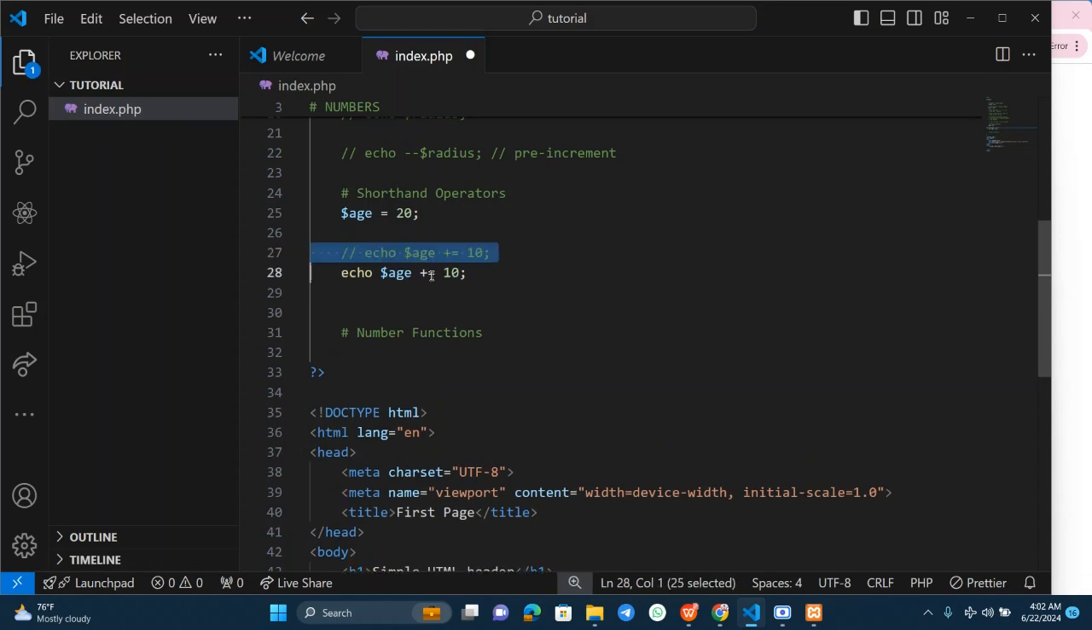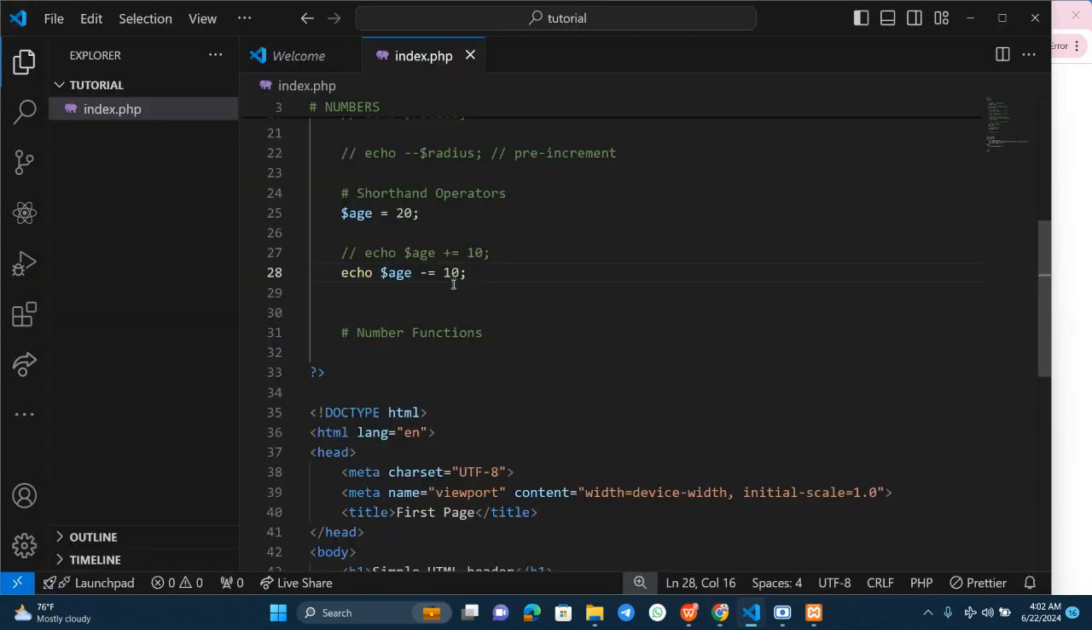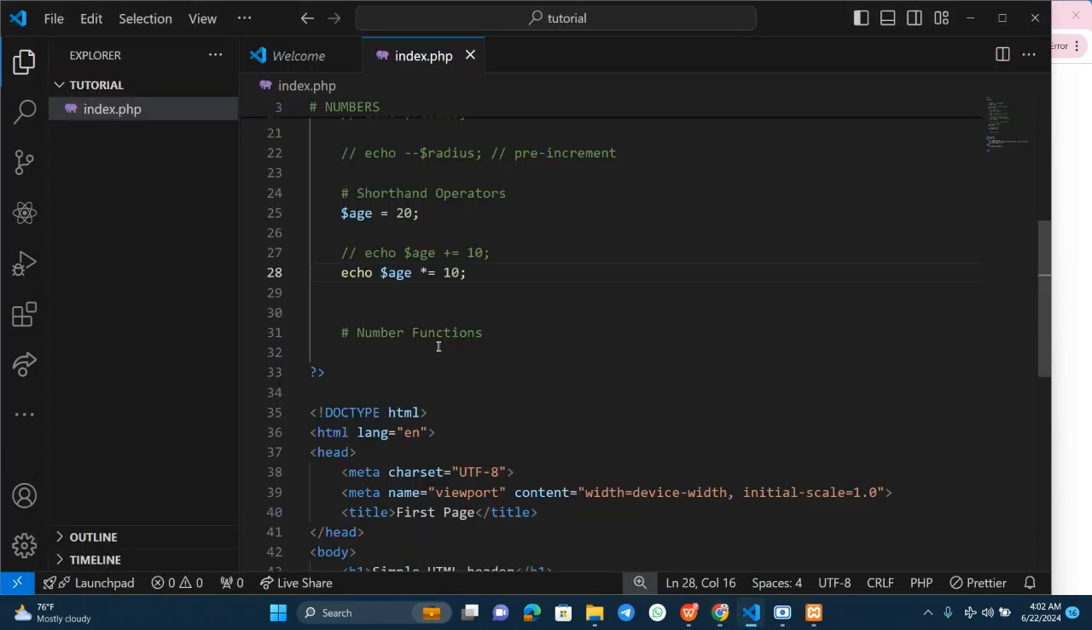Instead of having it plus, we can have it in the form of minus. Let's save and see. Can you see it is 10? That is, it is subtracting 10 from 20. In the same way you can have multiplication. That means the value of age, which is initially 20, is now multiplied by 10, and the answer will be, can you see, 200? And so on and so forth.